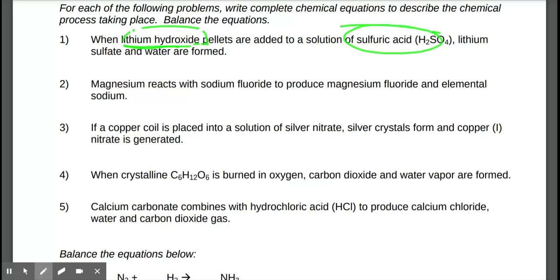Those are our reactants. Again, R is green. Because it says the pellets are added to the solution, and then that's it, that implies that's the end of the reactants. So we would have the lithium hydroxide with the sulfuric acid as our reactants. Anything after those two is going to be separated by our yield sign. So it would be lithium hydroxide, which is LiOH, plus sulfuric acid, H2SO4.